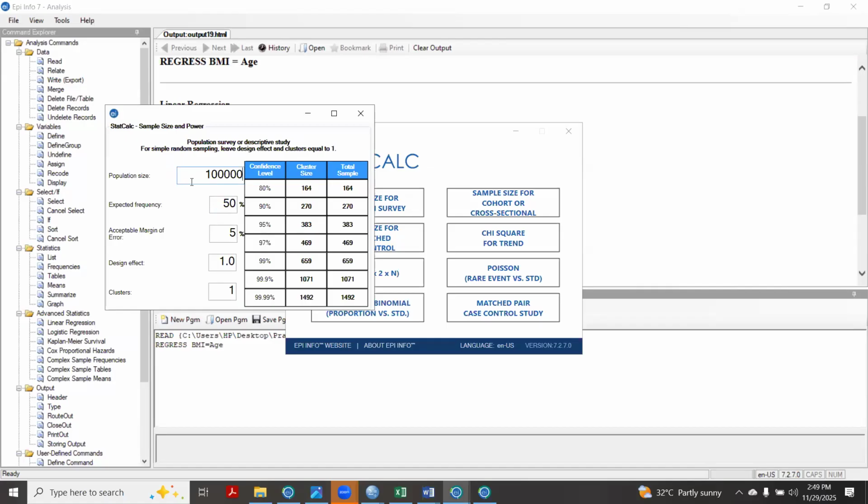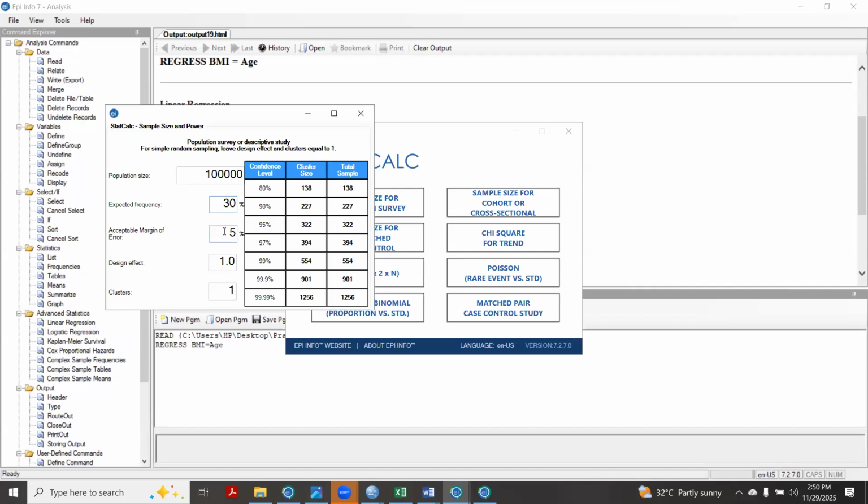What is the expected frequency? Expected frequency simply means it's a population study and you are going to be testing for prevalence of something. So based on studies you have read, things you have checked online, what is the expected frequency? What is the expected prevalence of that condition? Let's say preeclampsia. The expected prevalence for preeclampsia, let's say is 30%. Your margin of error by default is 5%.